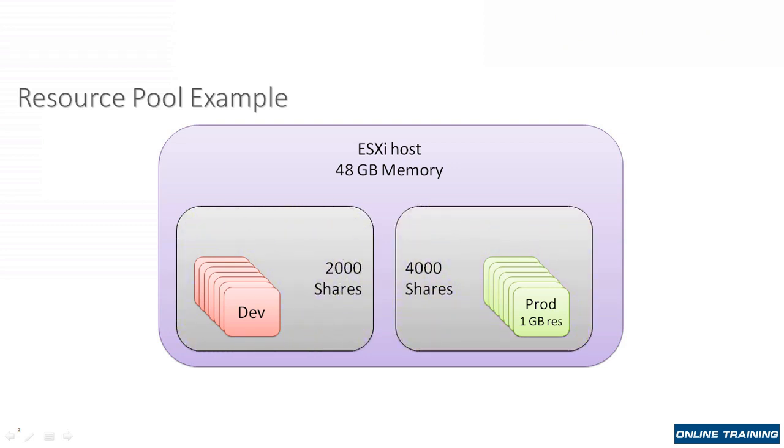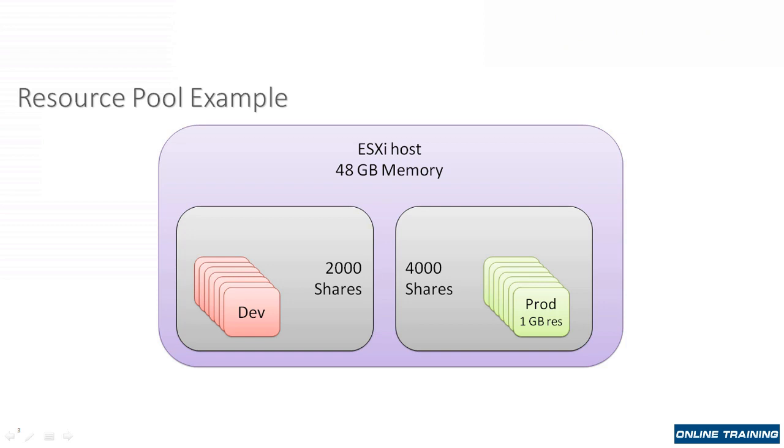Or I could do something a little bit more flexible, like assign a share structure to the two pools. In this case, I'm not putting any kind of hard and fast limits or reservations out there. What I'm saying is, you know what, the dev pool is less important than the production pool. So maybe I'll give the dev pool 2,000 memory shares. I'll give the production pool 4,000 memory shares.